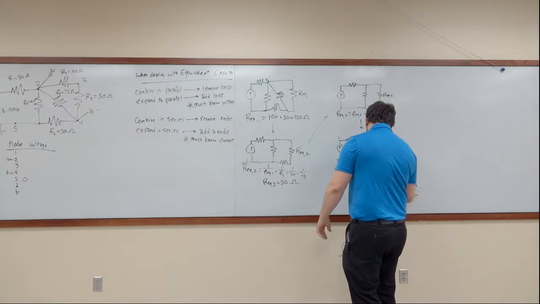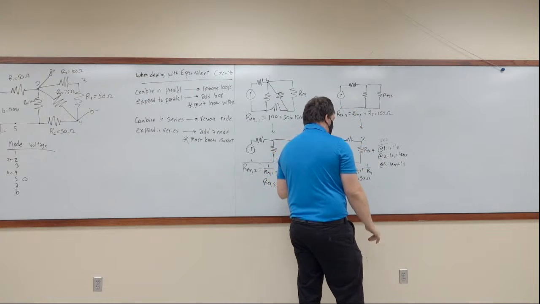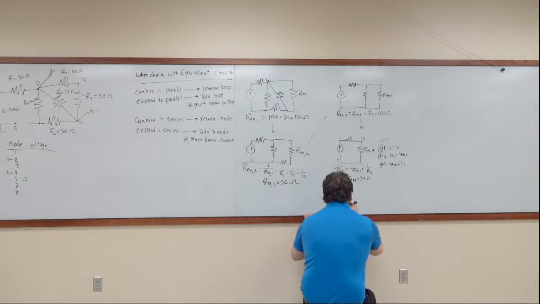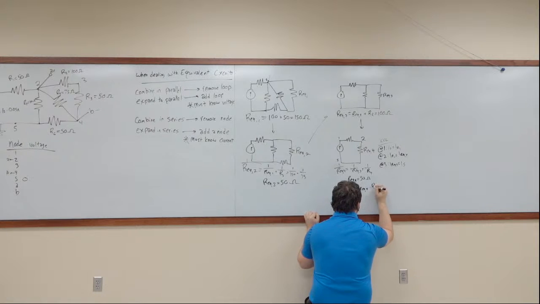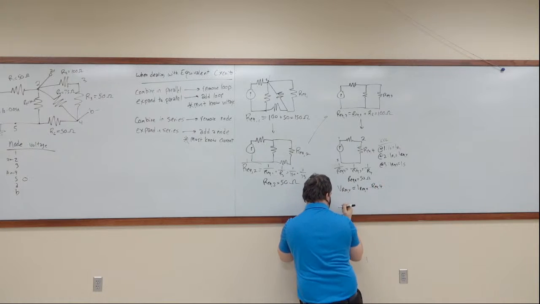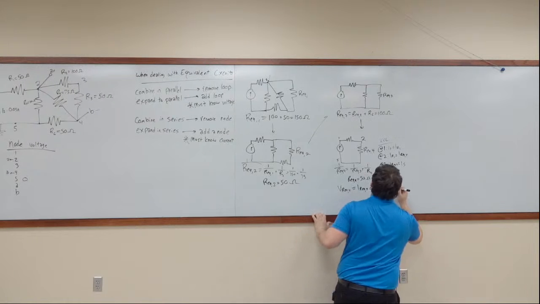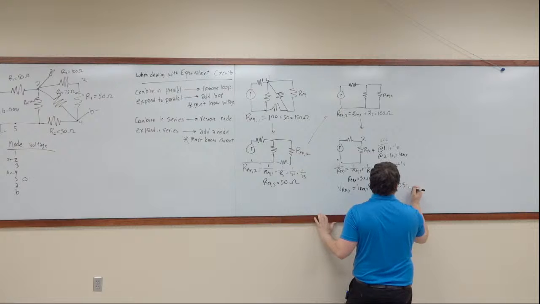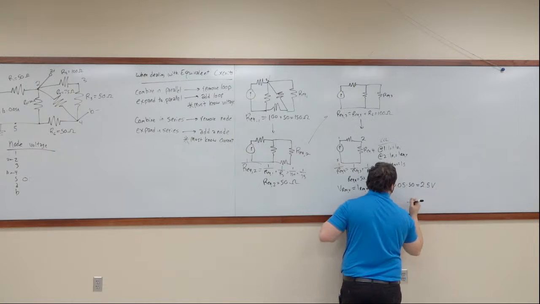So we take our constitutive equations, use our constitutive equations to figure out what we can plug into our component equations. So here, I want to know VREQ4 is equal to IREQ4 times REQ4. That's a delicious rendition of Ohm's law. All right, so that's equal to 0.05 times 50, which is equal to 2.5 volts.